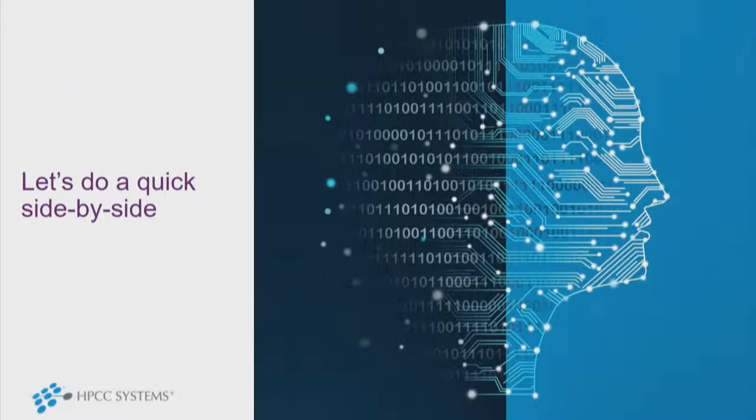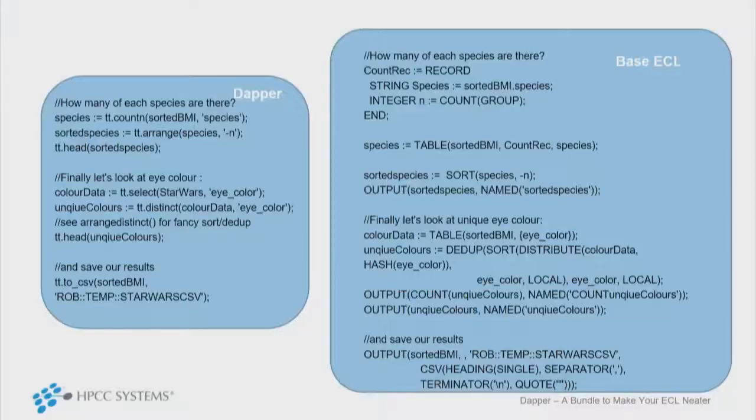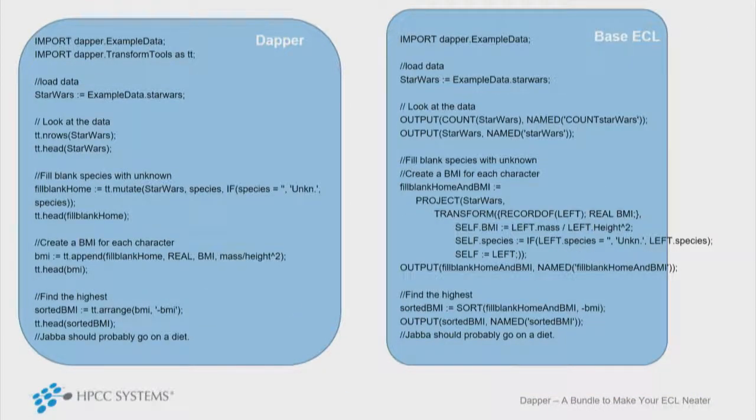Yeah, I think I just feel like I want to hammer this point home a little bit. I want to do a quick side-by-side. So here is the first half of this presentation in comparison side-by-side form. On the left, you've got Dapper. On the right, you've got base ECL. Now, similar lengths, but you notice, like I was saying, there's less of a nested structure on this left-hand side. And you could probably give this to someone that doesn't know ECL, and they could have a fair crack at telling you what it's doing.